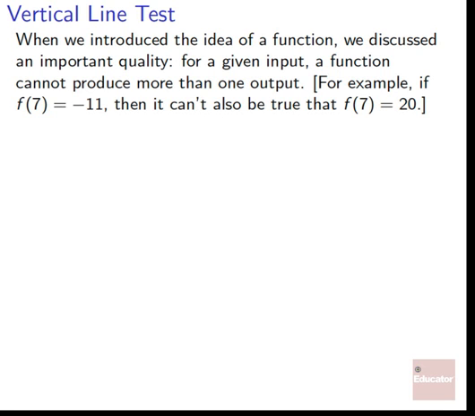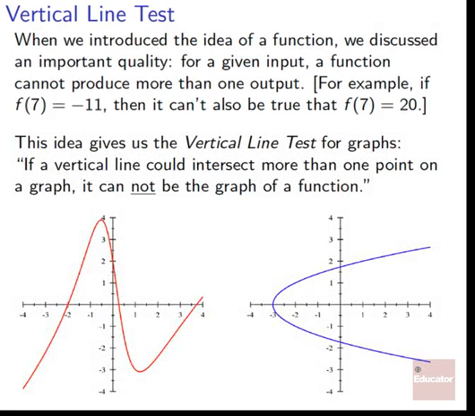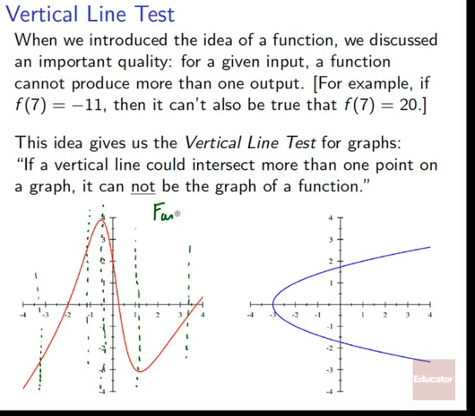We can turn this idea into a thing that we can see in graphs. We call this idea the vertical line test. And it says if a vertical line could intersect more than one point on a graph, it cannot be the graph of a function. So if we've got a vertical line and we bring it along like this, if we put a vertical line on anything over here on the left, it winds up not being able to intersect at more than one point, right? No matter where we bring a vertical line down on this graph on the left, it winds up passing the vertical line test. So this over here is a function.